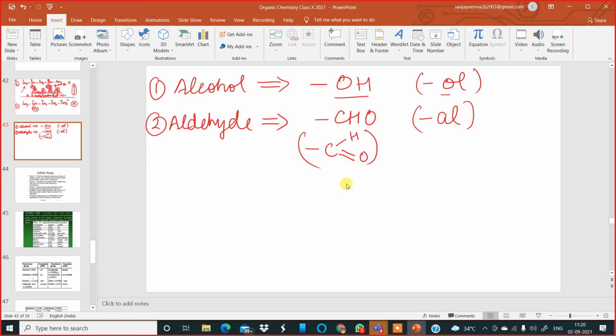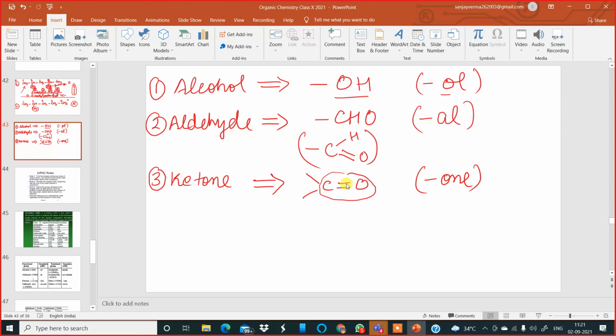Then number three, if there is a ketone, nail polish remover, remember, contains ketone, acetone. So if there is a ketone, then you will find groups like this, the CO group. If there is a ketone, then in the secondary suffix you write ONE, on, not one, okay, on. Acetone, propanone, butanone, and so on.